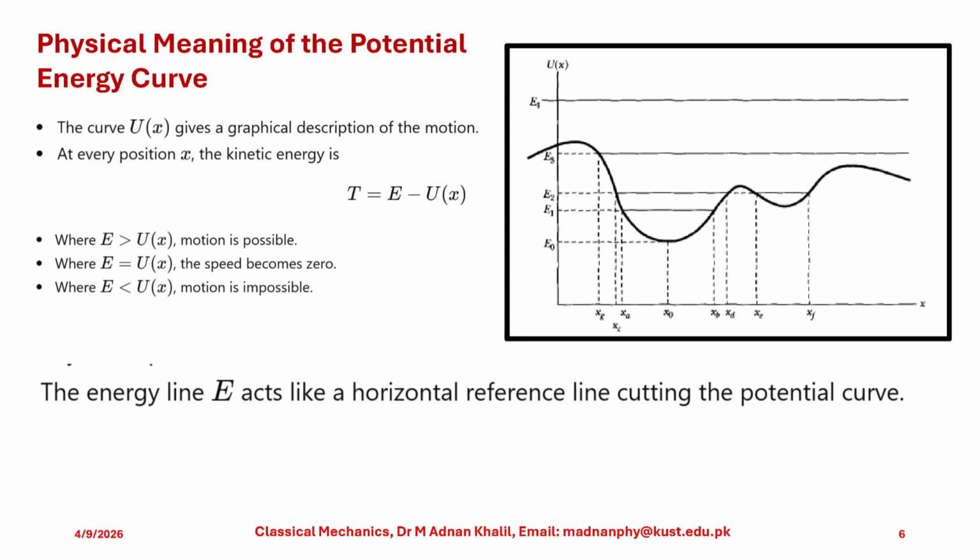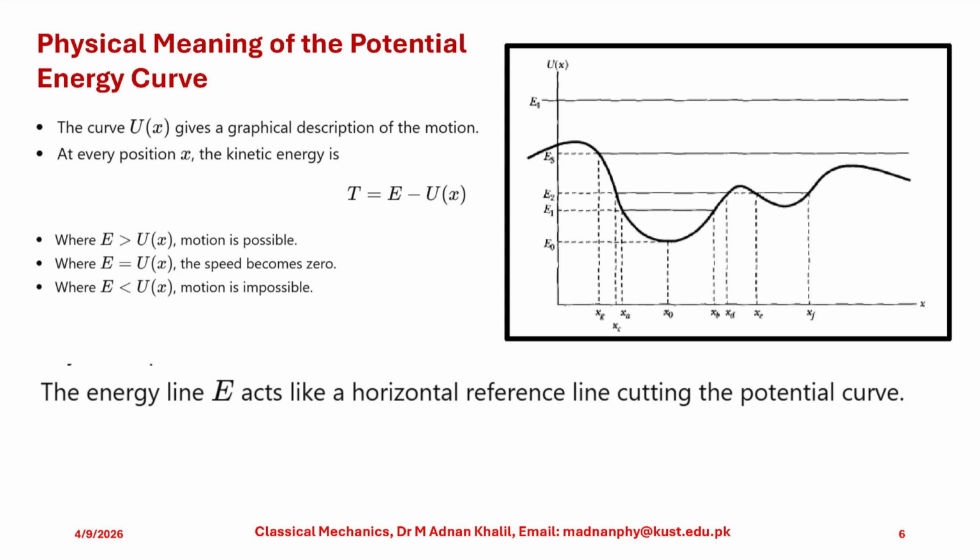On the other hand, if the total energy is equal to the potential energy at a given point, then we get T equals 0 for such a case, so the speed becomes 0. If so, that is a turning point. If the total energy is smaller than the potential energy, then T is less than 0, which is impossible physically, so the particle cannot be in that region.